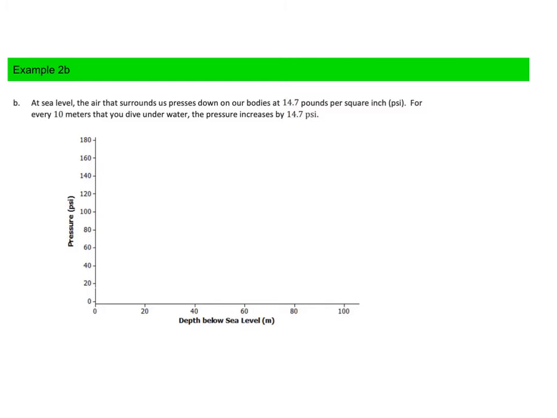All right, for this situation here, it says at sea level, the air that surrounds us presses down on our bodies at 14.7 pounds per square inch. For every 10 meters that you dive underwater, the pressure increases by 14.7 psi. So the key word here is that it increases. Okay, so for every 10 meters, it's going to increase by 14.7 psi.